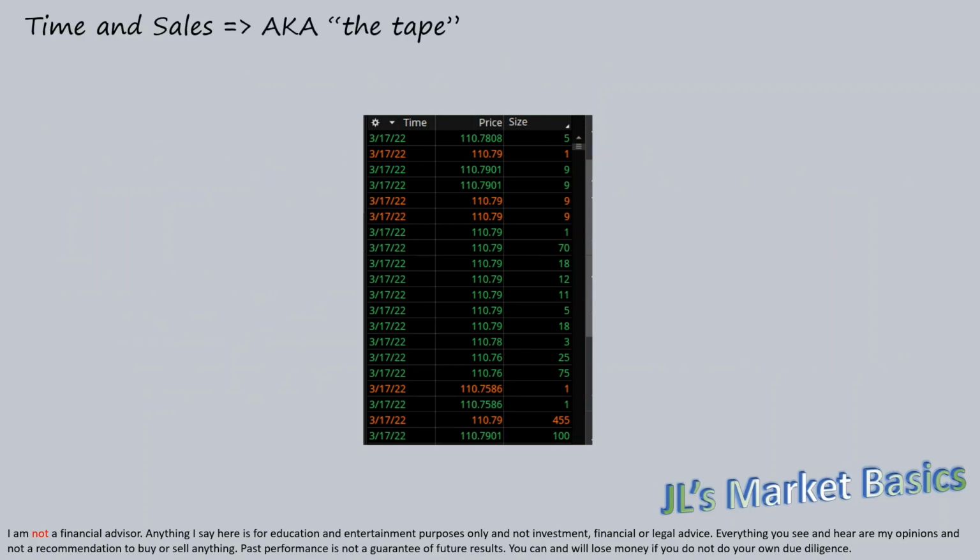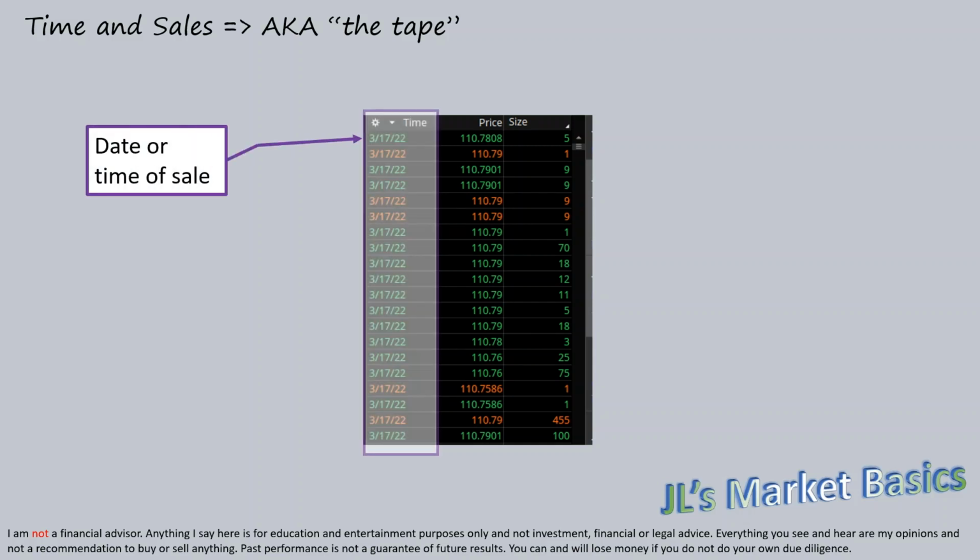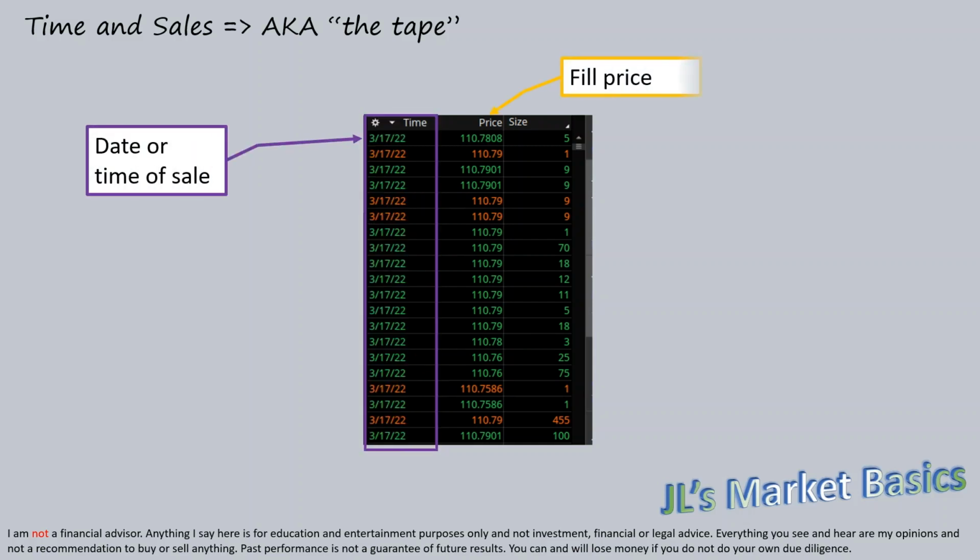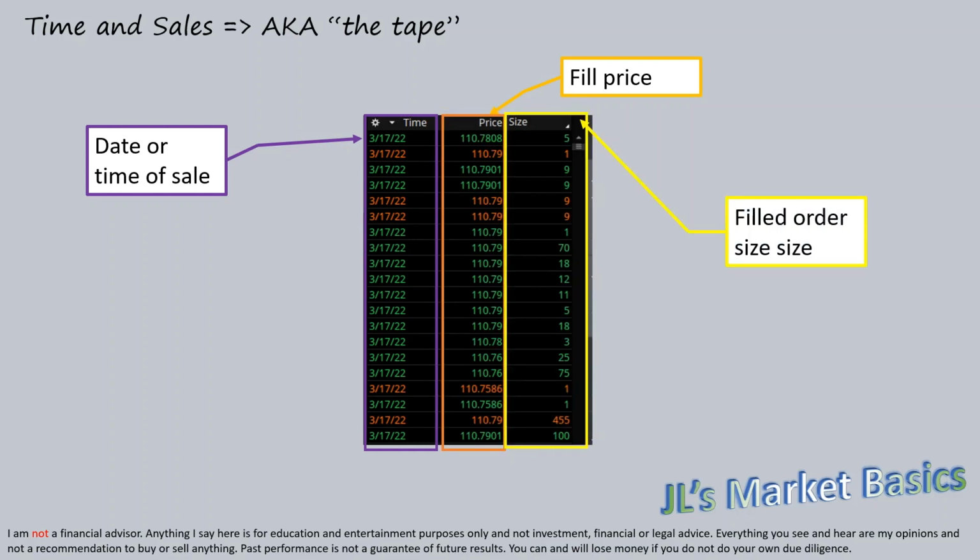While level 2 will show you what orders are being placed, time and sales, also known as the tape, will show you which orders are actually being filled. It will show the time or date the order got filled, the price it got filled at, and the size of the order they got filled.